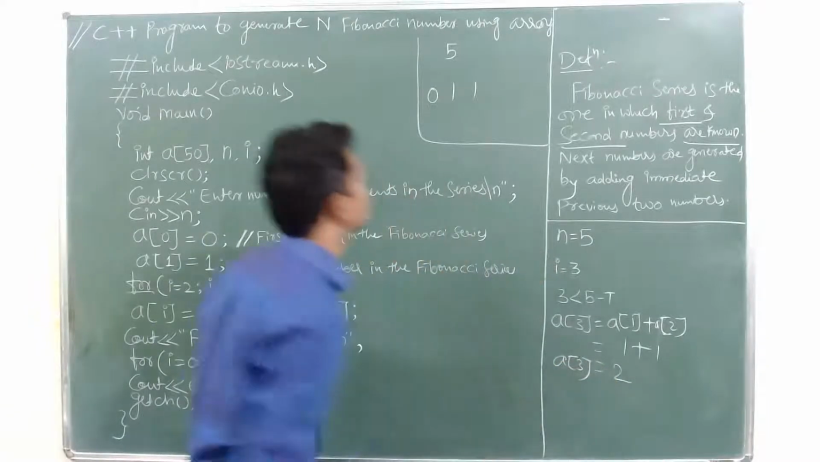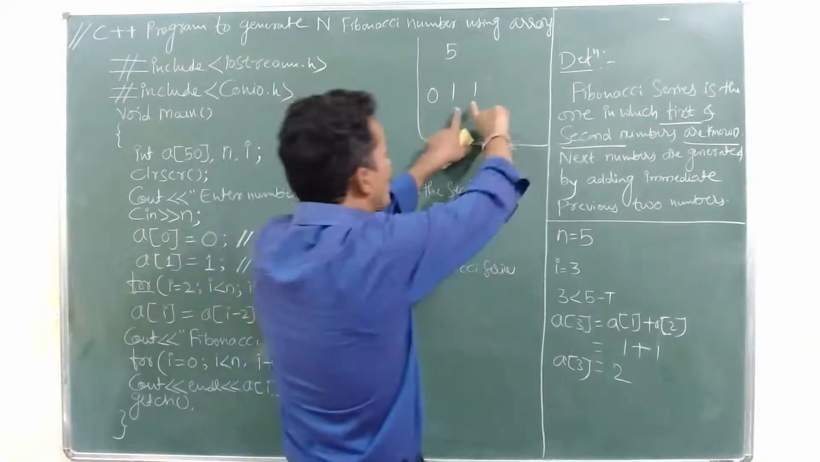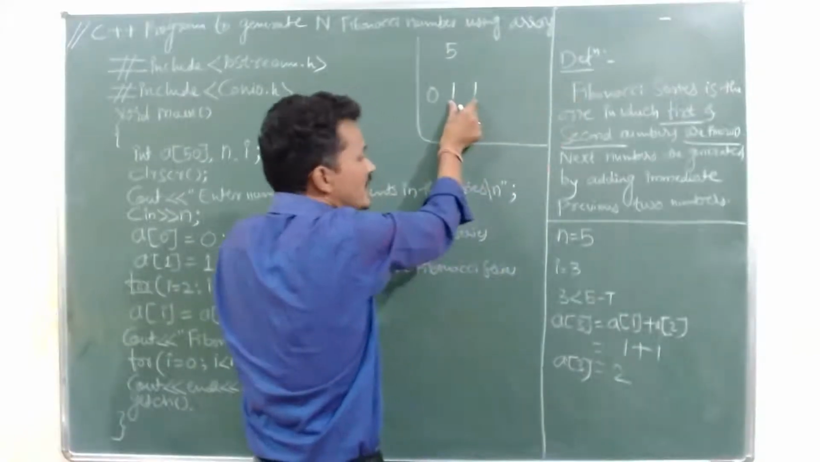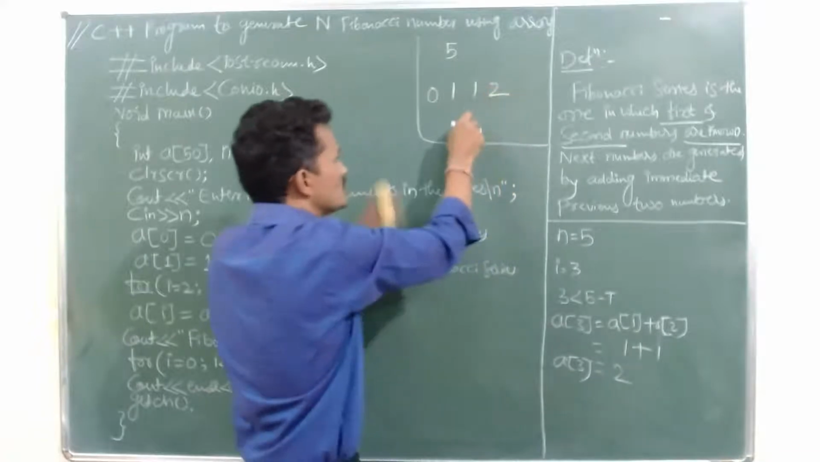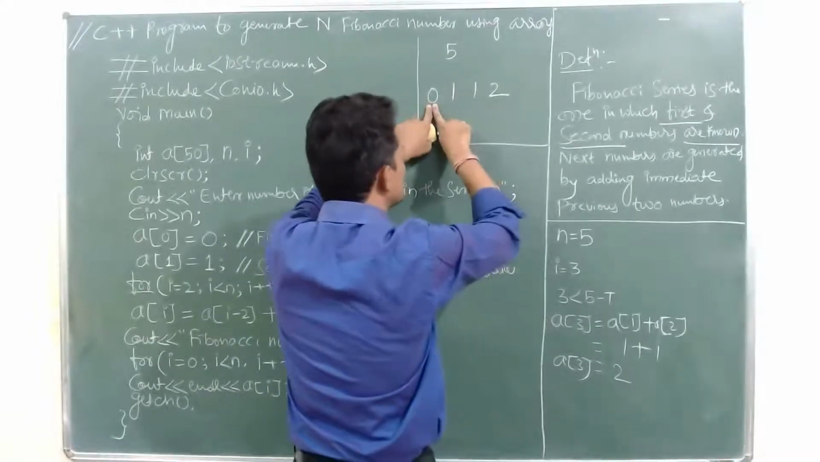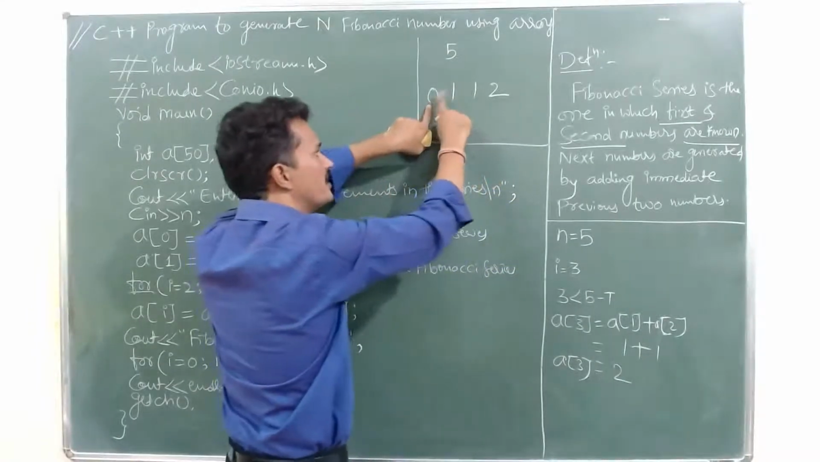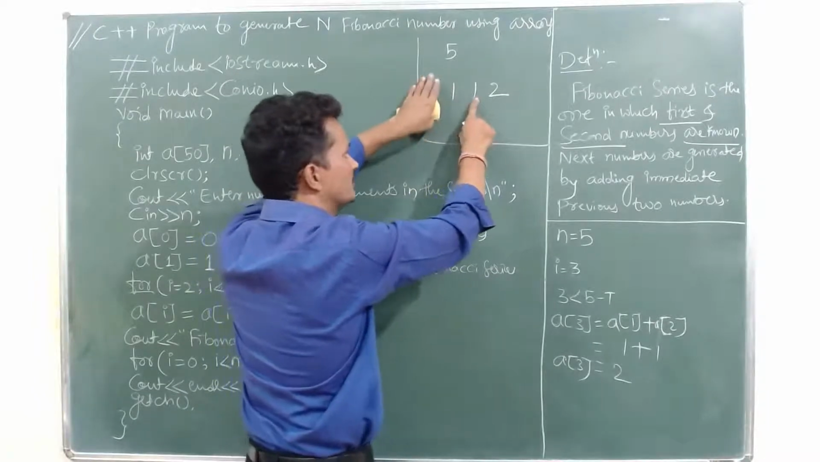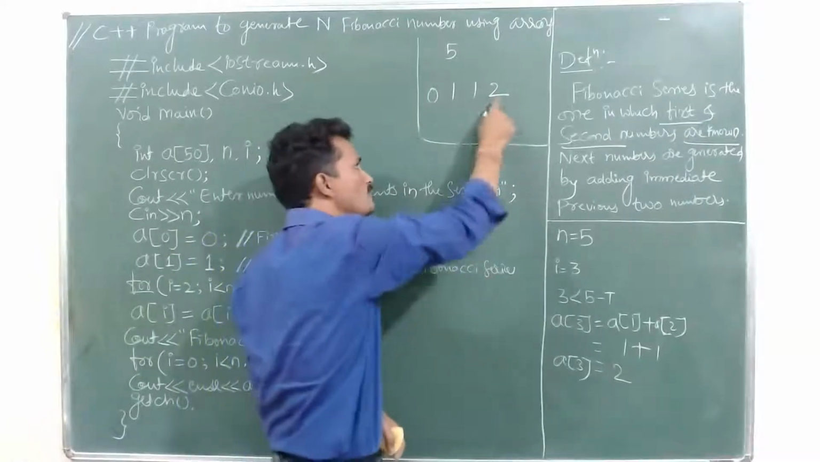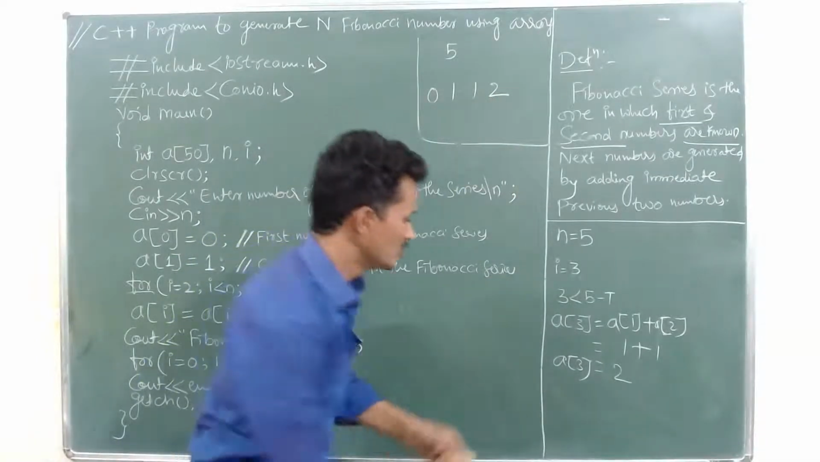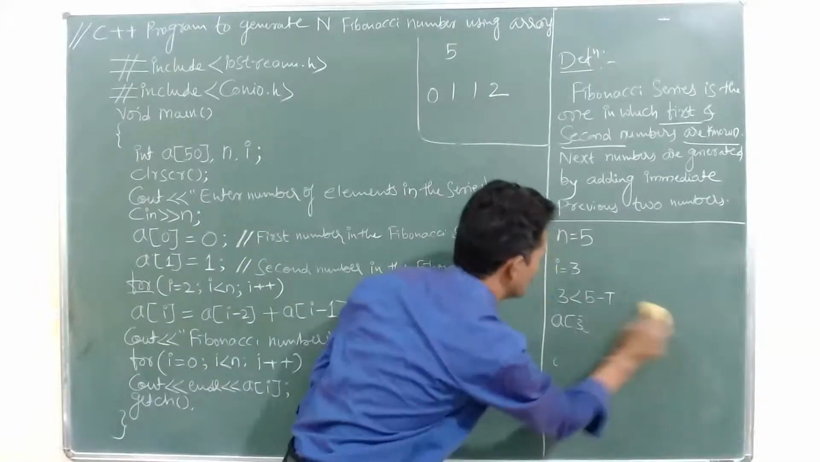Okay. So in order to generate the next number, I have to add the immediate previous two numbers. First, this is stored in A of 0, this is stored in A of 1. If I add these two numbers, I will get this number. Then if I add these two numbers, I will get this number. To generate the next number, I have to add these two. So I got the answer as 2. Next.